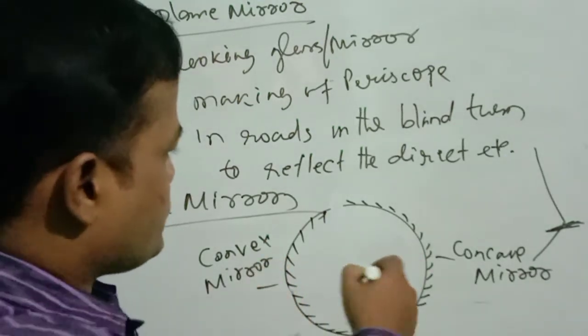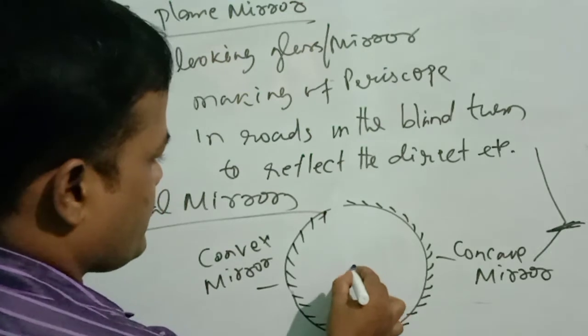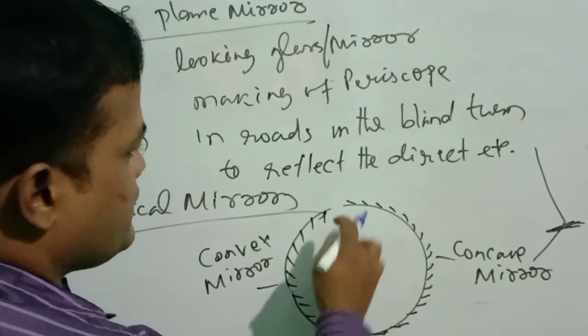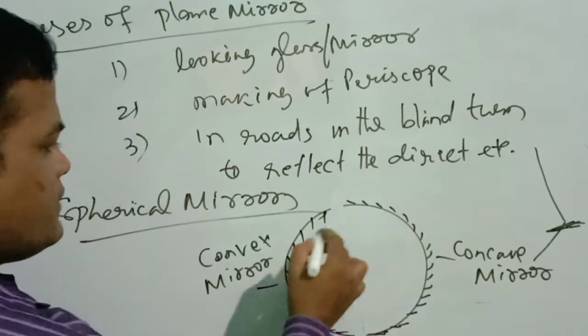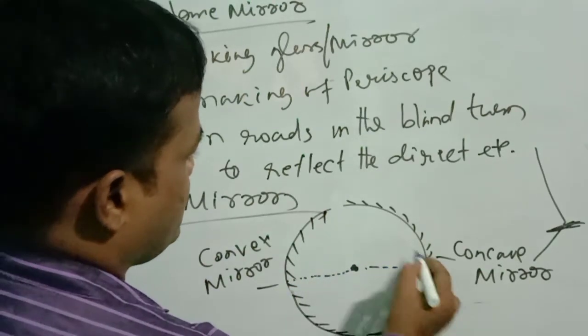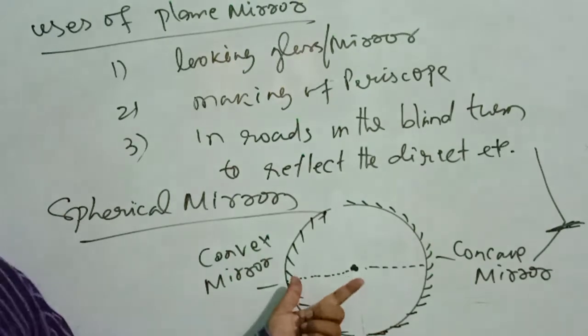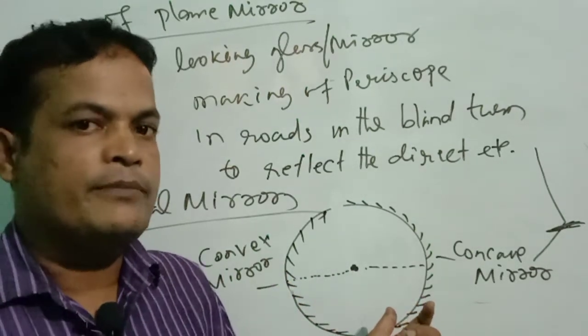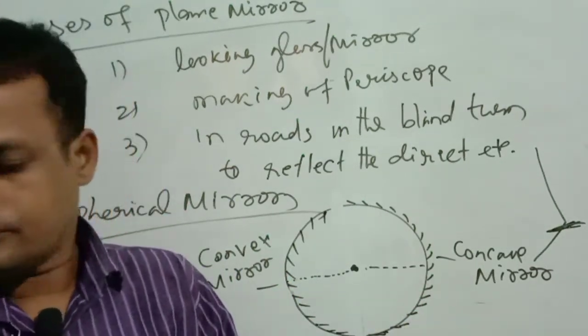So here is the center. The center of this sphere is also called the center of curvature of the spherical mirror. The center of the sphere is also called the center of curvature. In the case of plane mirror, we learn in the later part.